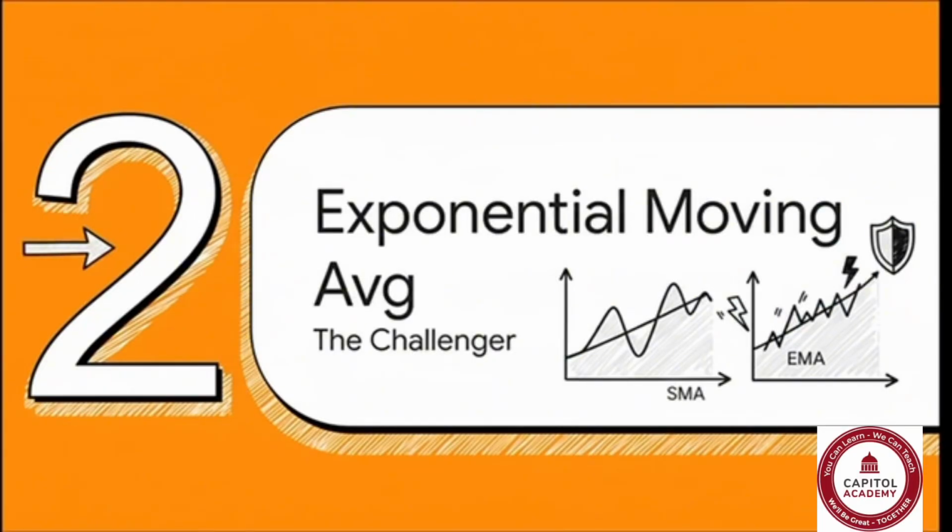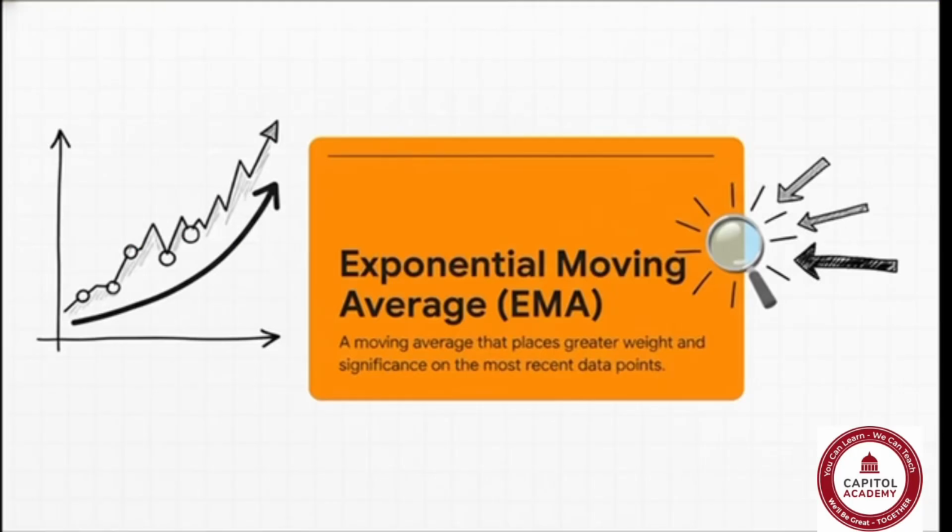Okay, now let's bring in the challenger, the exponential moving average, or EMA. This was basically created to solve the SMA's biggest weakness, that slow reaction time. And this right here is the game changer. While the SMA treats all prices the same, the EMA gives way more weight and importance to the most recent price action. The math is a bit more complex, but the idea is simple. Older price data fades in importance. This makes the EMA way more responsive to what's happening in the market right now.